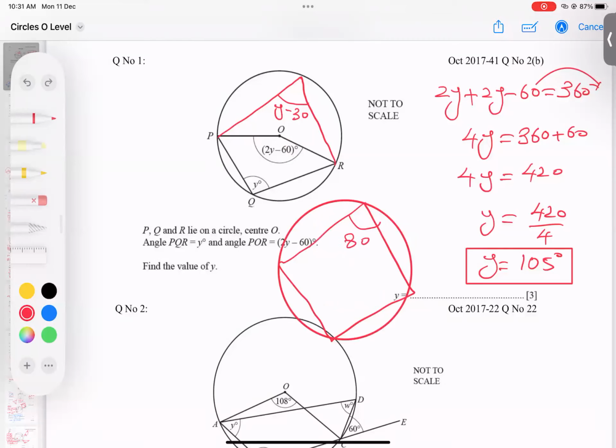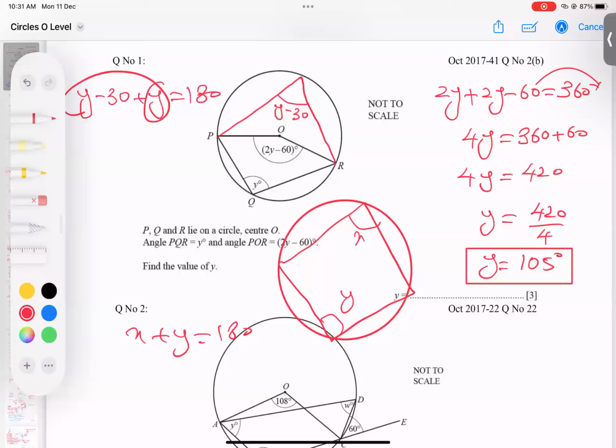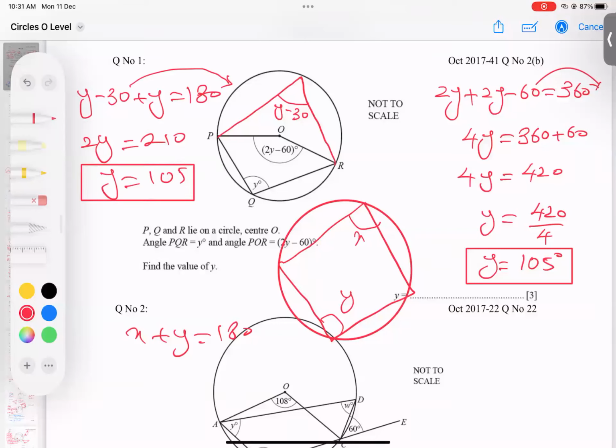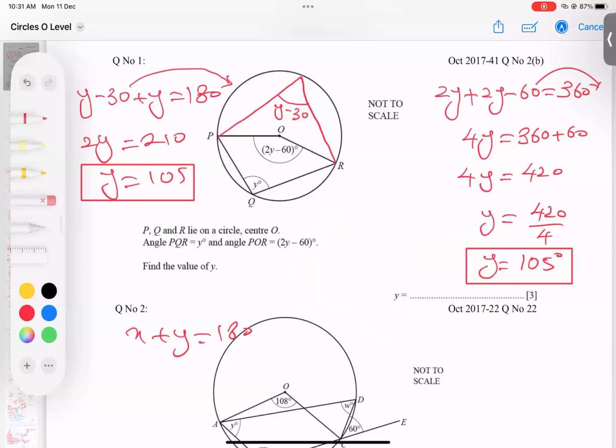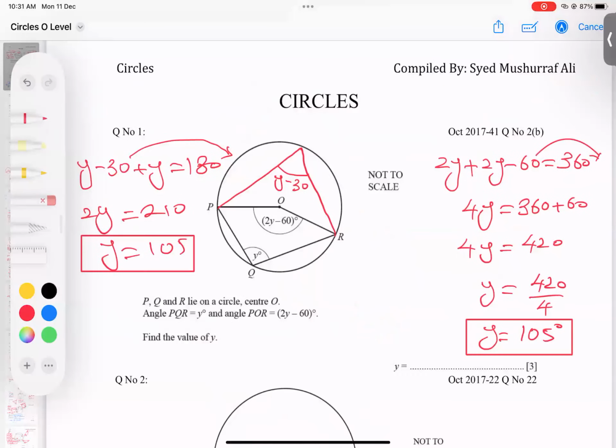For example, this angle is x and this angle is y; added together they give 180. This is a fixed rule. So can I say this plus this is 180? Yes. y minus 30 plus y equals 180. y plus y gives 2y, 30 goes to the other side, and I get 210. Dividing by 2, I get 105 with the second method. I believe all students got both ways very clear, and the question is completely over.